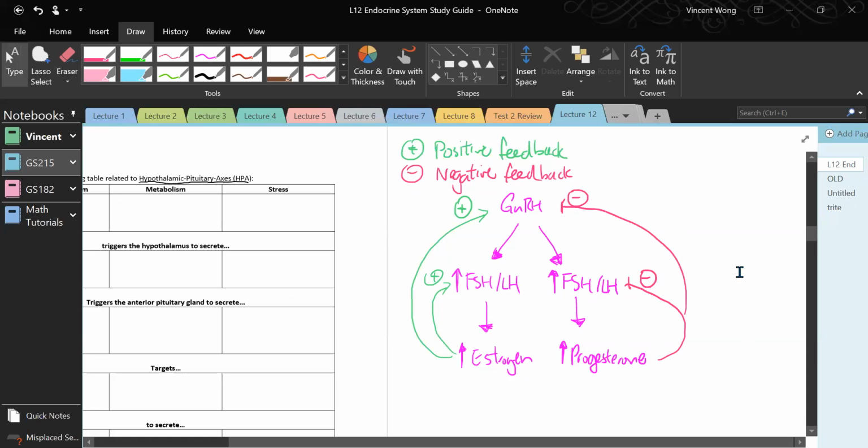Does anyone have any questions about this diagram? Understanding this will help you understand the rest of the stuff I'm going to tell you.